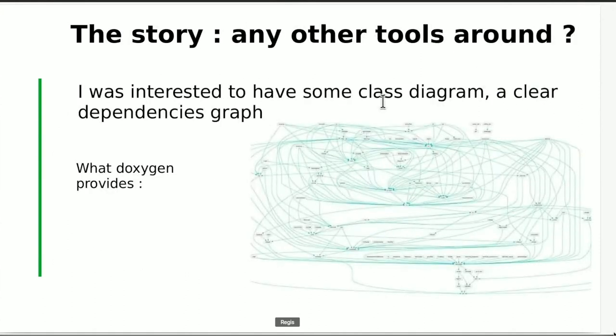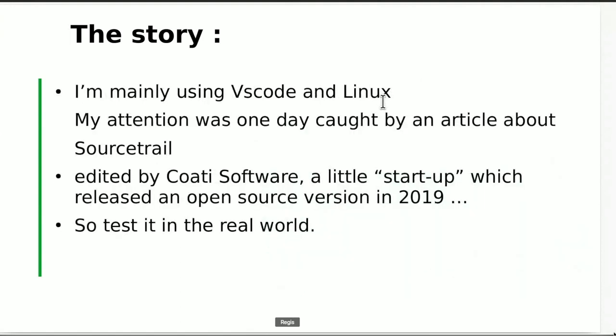The story. I was interested in having some class diagrams, a clear dependency graph. Doxygen provides this, but sometimes it's complicated to interpret. I was looking for other tools, free software. I'm mainly using VS Code on Linux. One day, I was caught by an article about Sourcetrail.